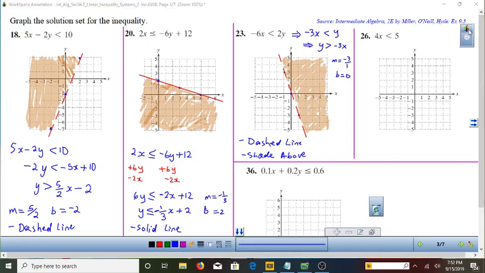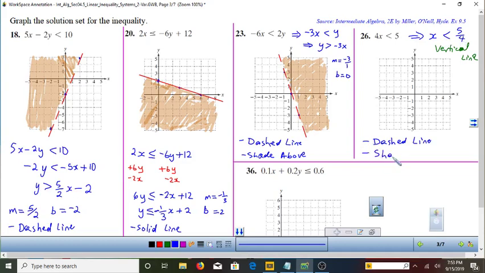In this case, we only have an x in the equation, so we solve for x. So x is less than 5 over 4. And what we have is a vertical line. Now that means it does not have a slope. It's an undefined slope. But we still know that the line is going to be dashed because it's a strict inequality. But in this case, since x is less than 5/4, we don't shade above or below here. We shade to the left or to the right. In this case, we shade to the left of the line because the x values are less than.